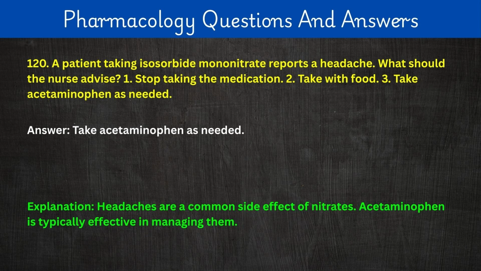120. A patient taking isosorbide mononitrate reports a headache. What should the nurse advise? 1. Stop taking the medication. 2. Take with food. 3. Take acetaminophen as needed. Answer: Take acetaminophen as needed. Explanation: Headaches are a common side effect of nitrates. Acetaminophen is typically effective in managing them.